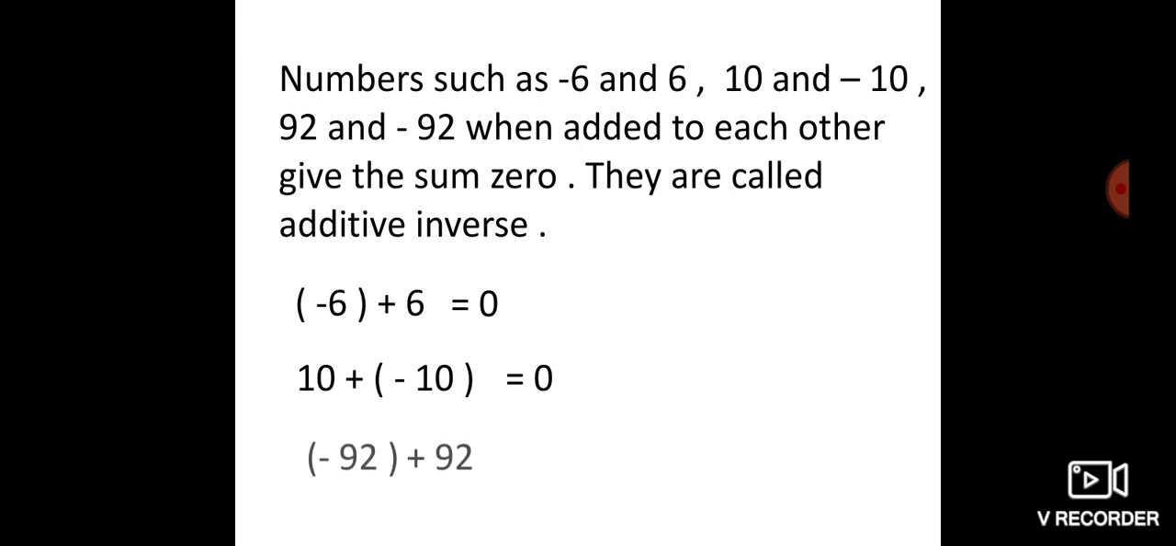Numbers such as minus 6 and 6, 10 and minus 10, 92 and minus 92, when added to each other, give the sum 0. They are called additive inverses. When we add minus 6 plus 6, we know it is 0. In the last class, we discussed this. 10 plus minus 10 equals 0. 92 plus minus 92 or minus 92 plus 92 equals 0.